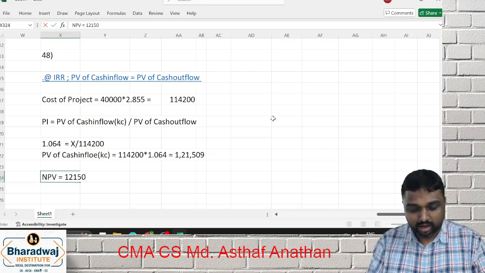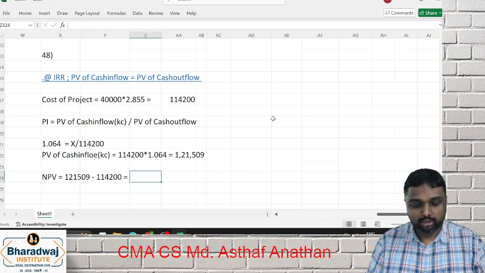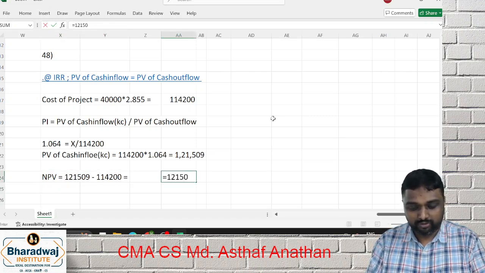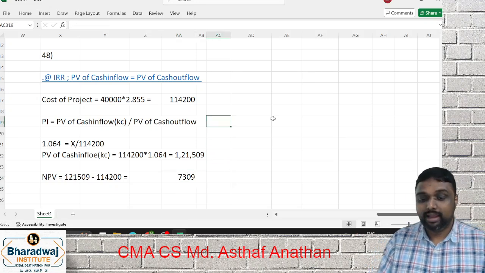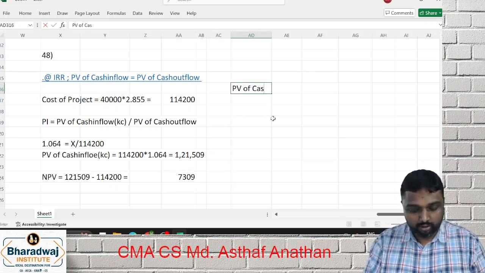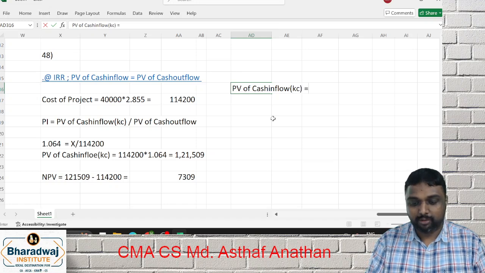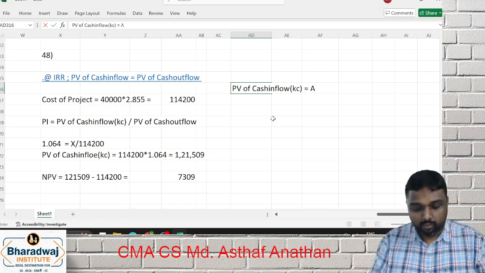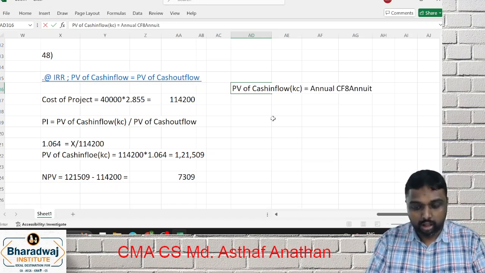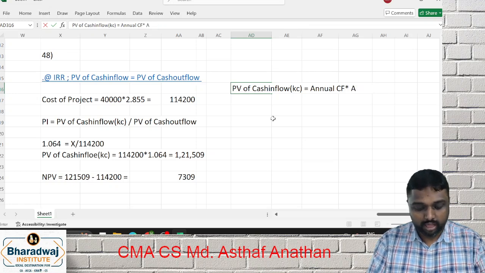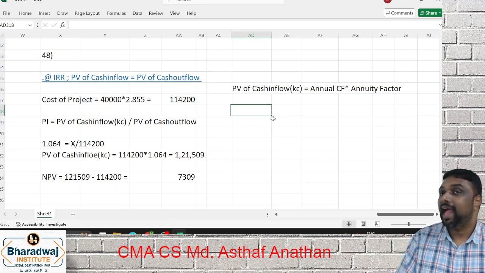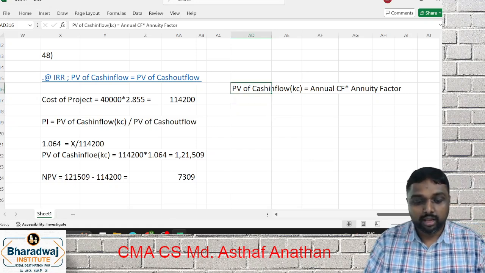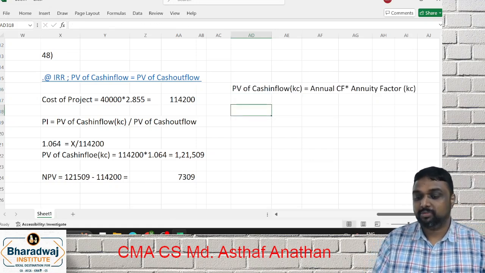Now NPV is what? Inflow minus outflow. You got inflow, you got outflow. So the answer is 21,509. All of you clear, friends? Pakka. Now mainly the last part, present value of cash inflow with the cost of capital. Now only we discussed annual cash flow into annuity factor. In the revision session we told, every year same cash flow, we will multiply with annuity factor. Annuity factor of what? If you want to get your cost of capital, we have to take it.